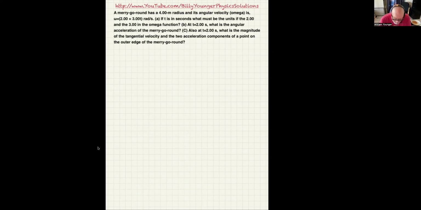Part A, if t is in seconds, what must be the units of the 2.00 and the 3.00 in the omega function? Part B, at t equals 2.00 seconds, what is the angular acceleration of the merry-go-round? C, also at t equals 2.00 seconds, what is the magnitude of the tangential velocity and the two acceleration components of a point on the outer edge of the merry-go-round? So that's our problem.